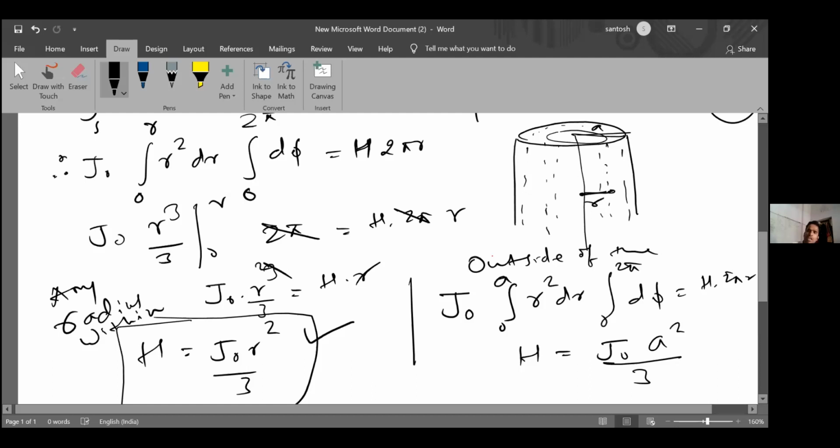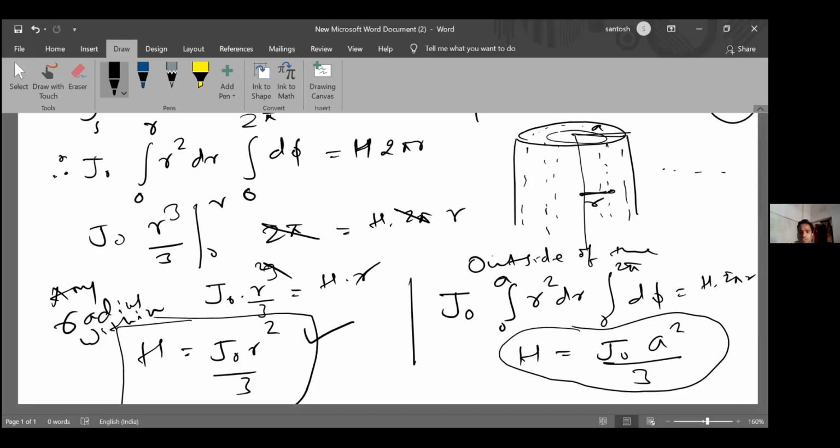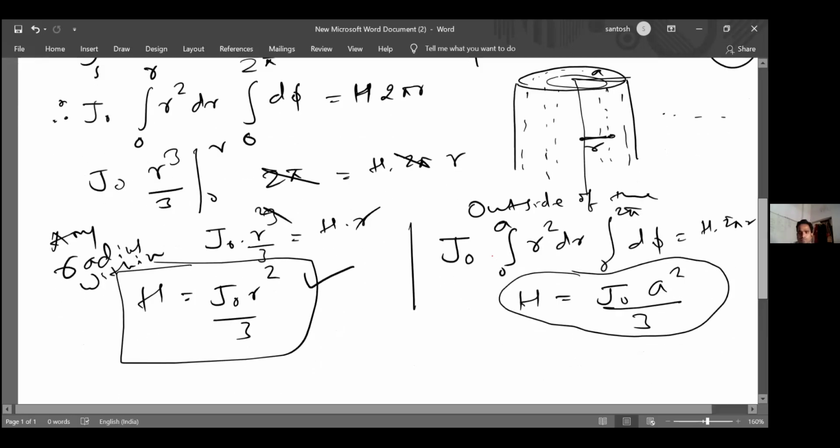So if you go to any point on the outside of the cylinder, this remains constant. H remains constant. Why? Because we discussed in the last lecture that H is independent of the medium. That is why H remains constant, whereas within the conductor, H changes. As the radius changes, H changes. Okay, is it fine, students? Is this example okay?